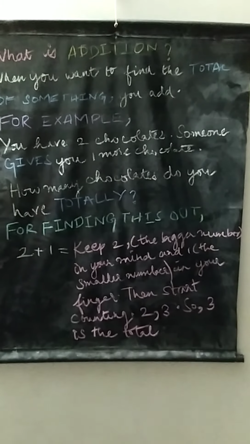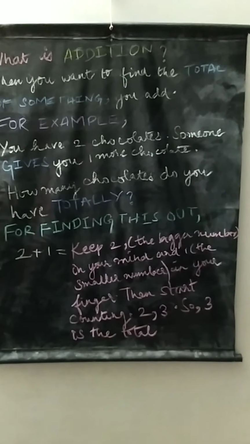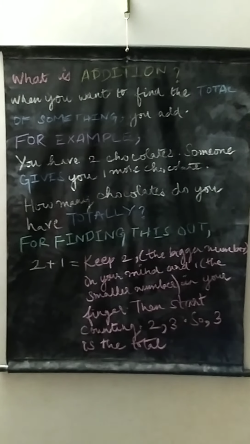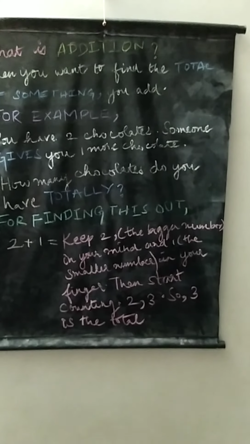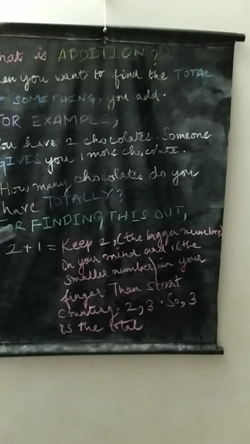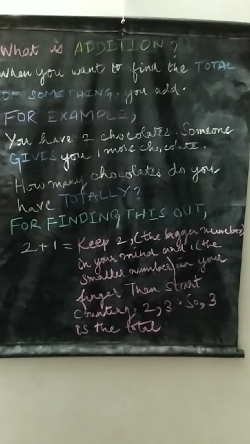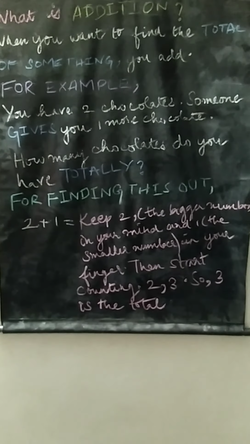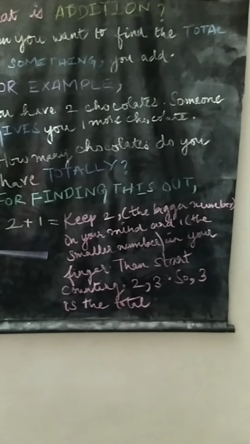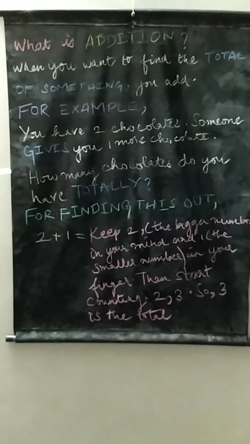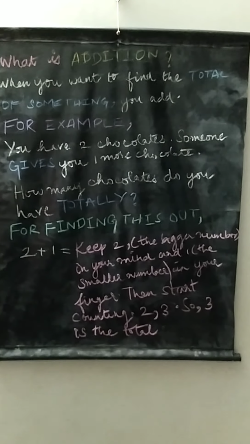When both the numbers are small numbers, it's easier to find it. So keep the bigger number. That is, which is bigger, 2 or 1? Find it yourselves. Does 1 come first or 2 come first? It's 1, 2, 3. So 1 comes before 2. So 2 is greater than 1. So keep 2 in your mind.